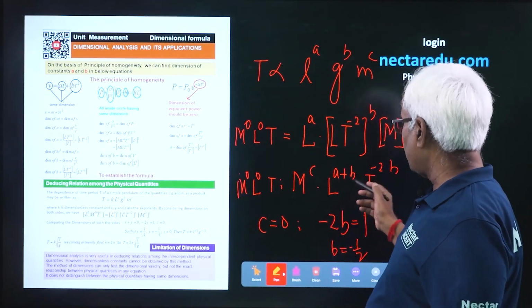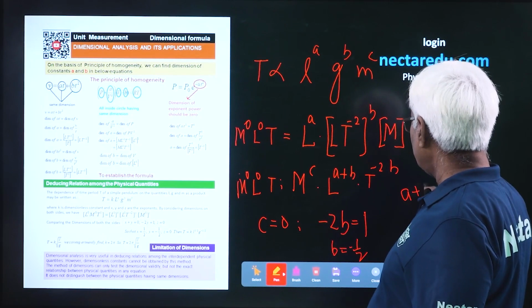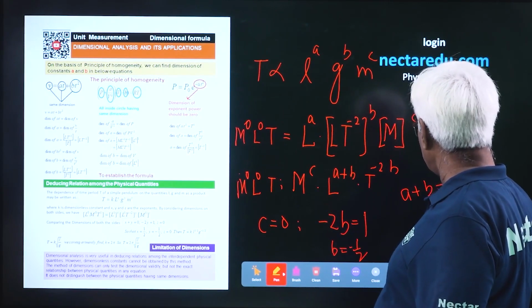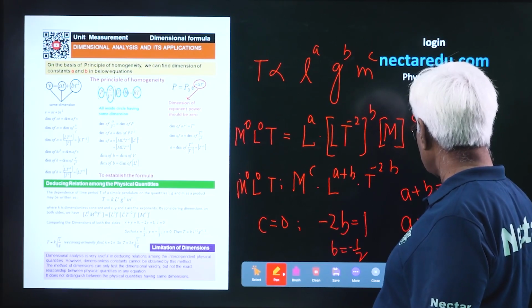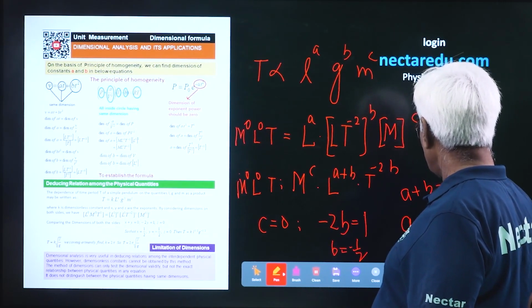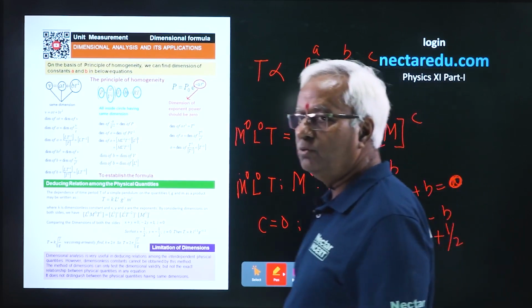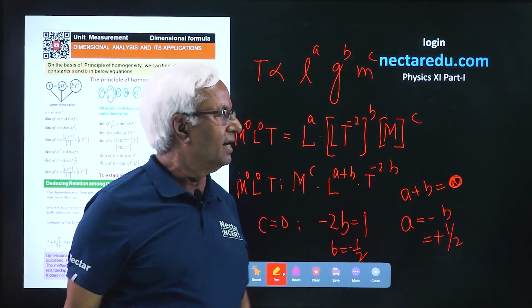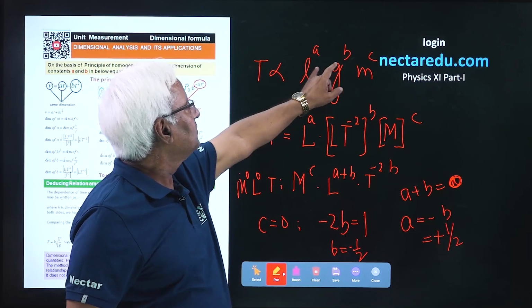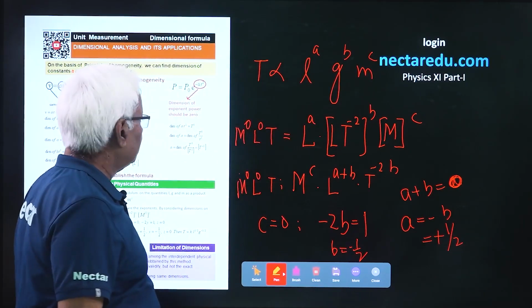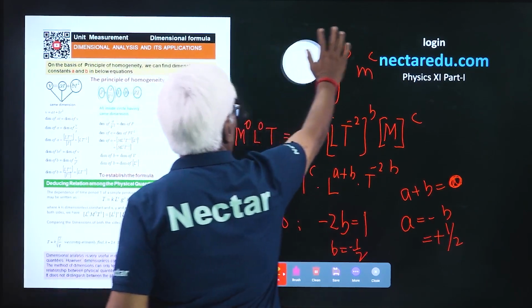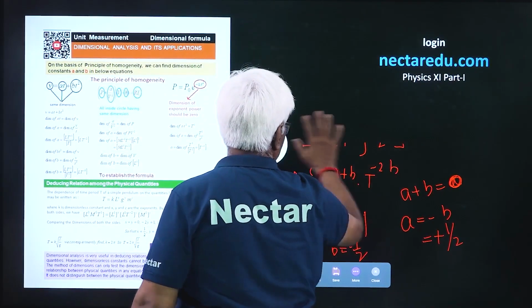What remains is a plus b for L; that side is 0. So a becomes equal to minus b, and that is plus 1 by 2. You got the values of a, b and c, the unknown powers that we assumed initially for length, g and m. That is the method by which we proceed for establishing the relation.